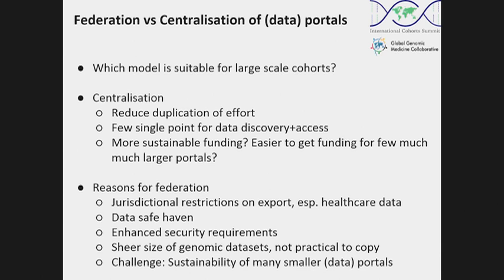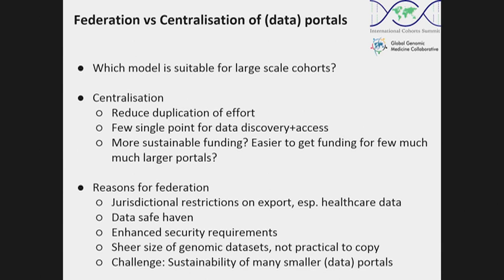Okay, so we had this fundamental discussion about federation versus centralization for these cohorts and the data that they hold, and this dovetails again with the question that was made at the end of the last presentation. Which model is suitable for large-scale cohorts? Centralization reduces duplication of effort. You've got a few centralized repositories with very large cohorts of cohorts. There are a few single points for data discovery and access, and possibly more sustainable funding if you've got a fewer number of large resources. This, again, is the discussion that we had at the end of the last session.